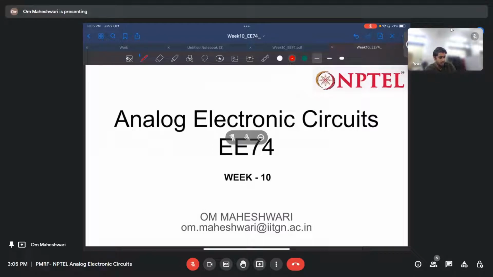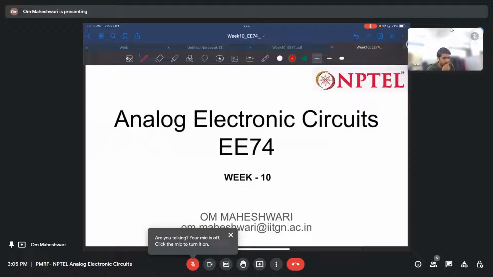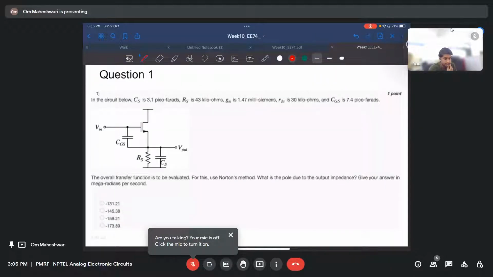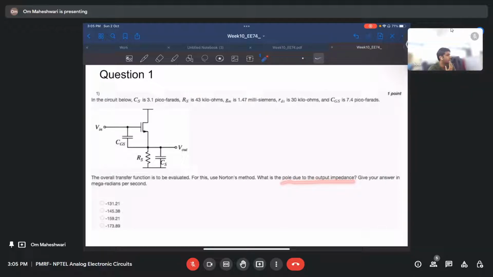Okay, so let's start this week's session. So this is the first question. And here, what do we have to find? We have to find the pole due to the output impedance, right? So let us see how to solve that.